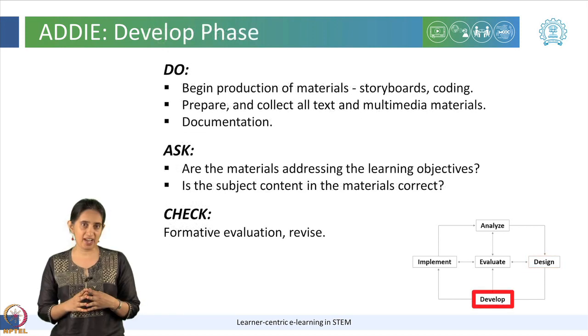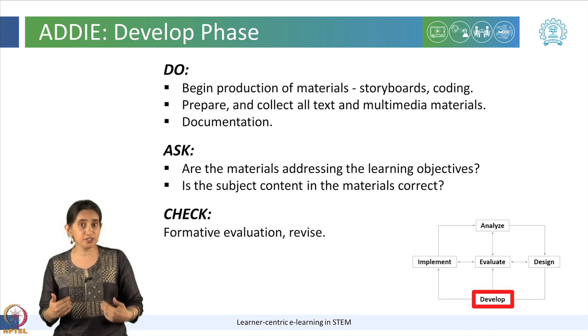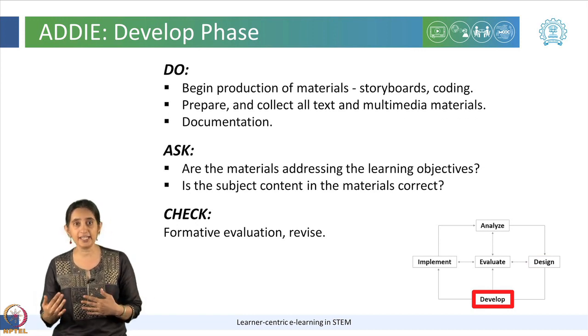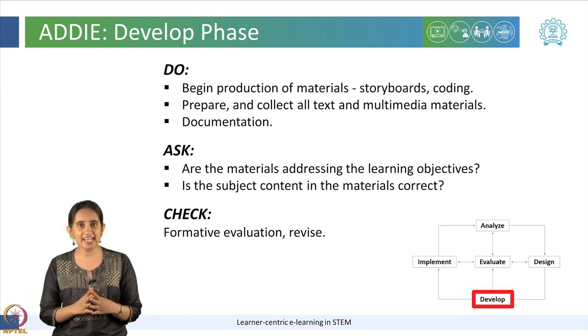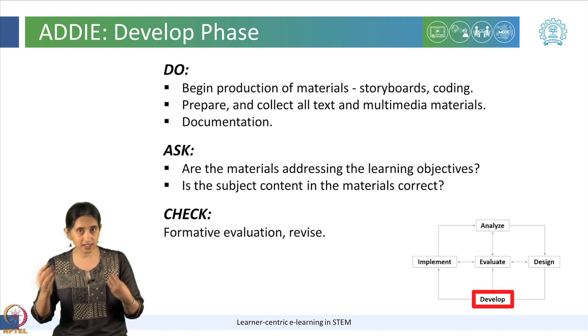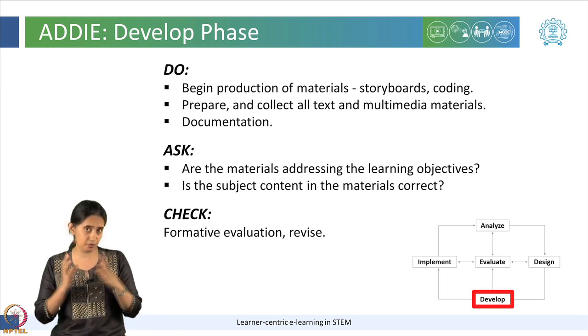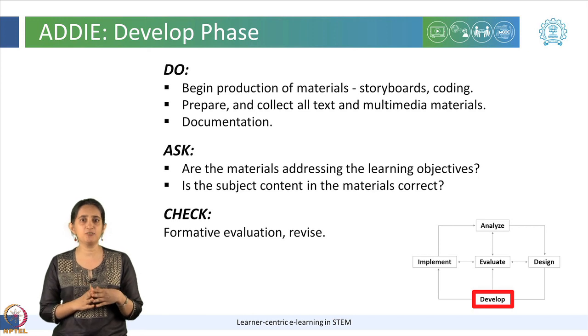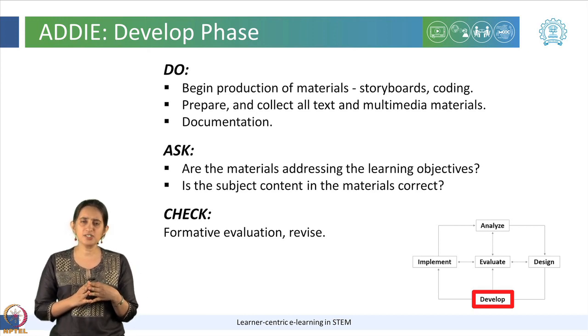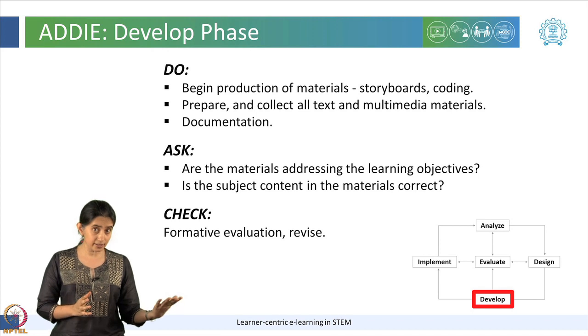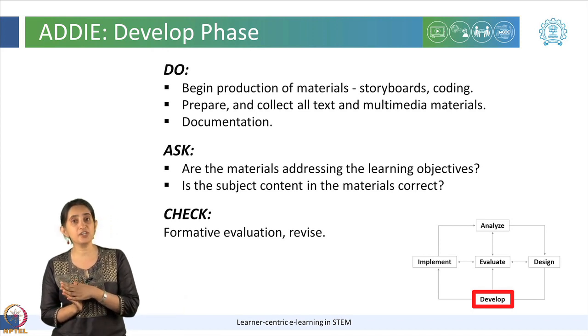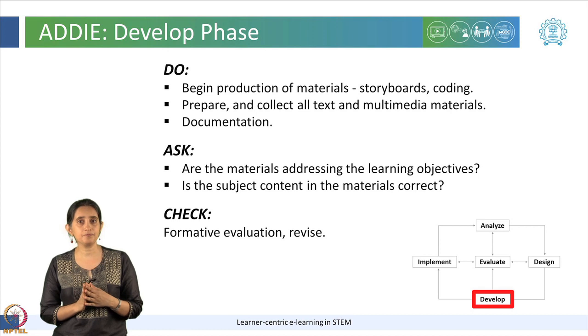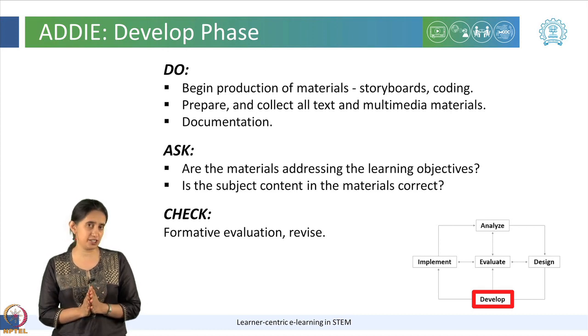In the develop phase of ADDIE, we actually begin production of the materials: the storyboards, the coding. We prepare and collect all the text, we have decided the multimedia, the media, and then we start collecting the materials. For example, if you want to insert images, you have to start collecting the images at this point. There's a lot of documentation involved, and you ask questions like, are the materials addressing the learning objectives? Is the subject content accurate? And again, we do a formative evaluation.